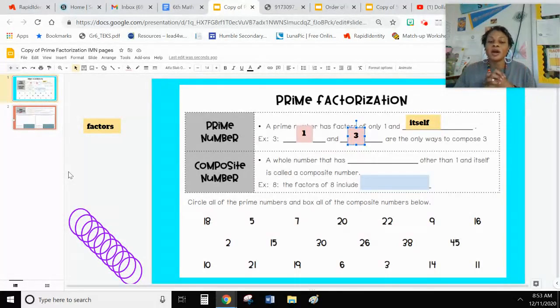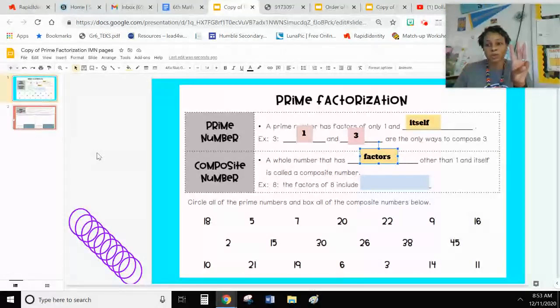Composite numbers. A composite number is a whole number that has factors other than 1 and itself. Okay, so more than 2 factors. So 3 factors will make it composite. An example of something with 3 factors is 9. I can multiply 1 times 9, and I can also multiply 3 times 3, which gives me 3 factors. You only count the 3 once. So 1, 3, and 9 gives me 3 factors. So 9 is composite. It is not a prime number.